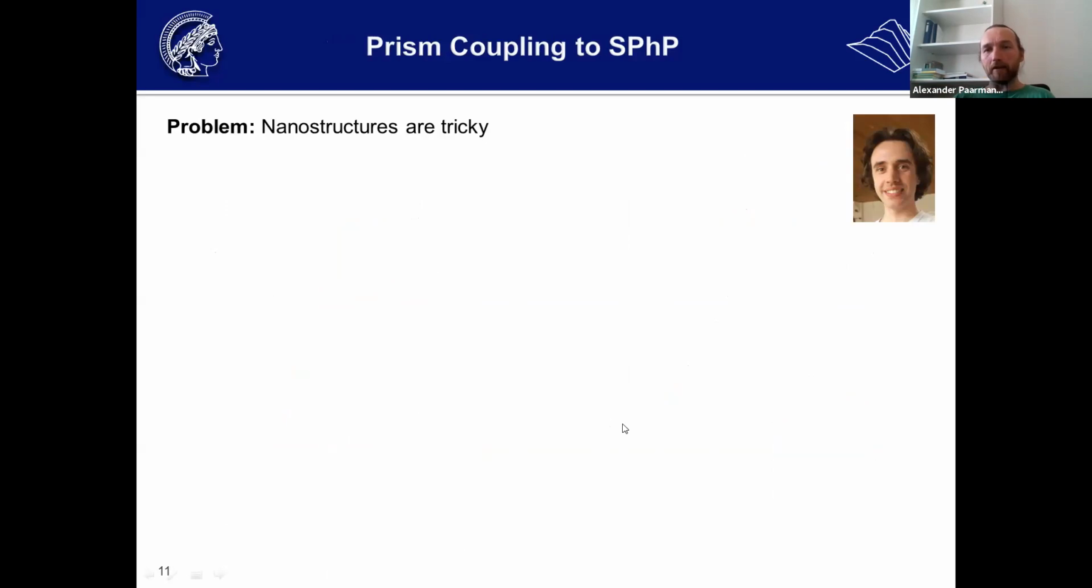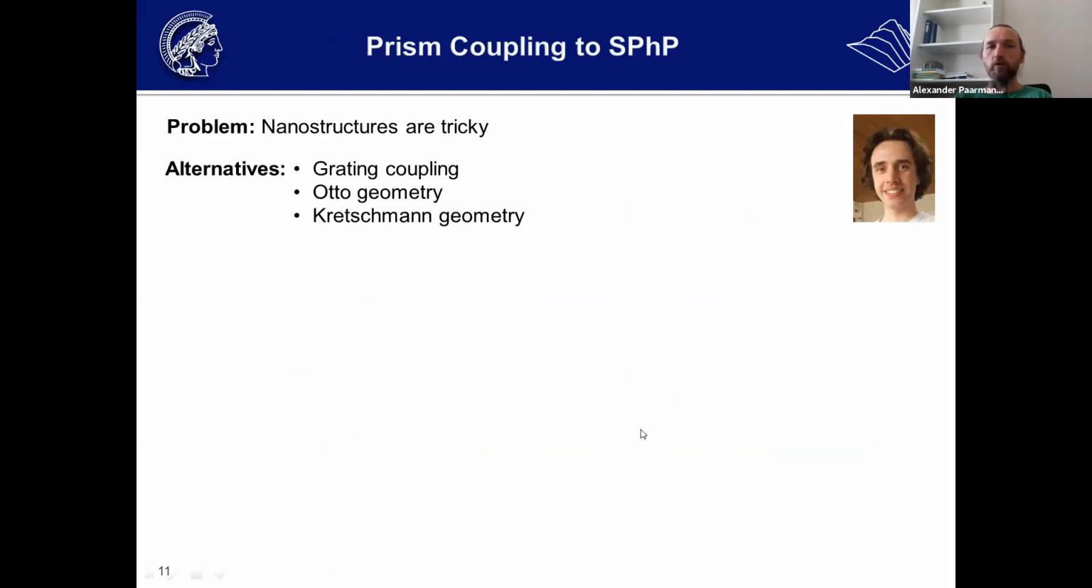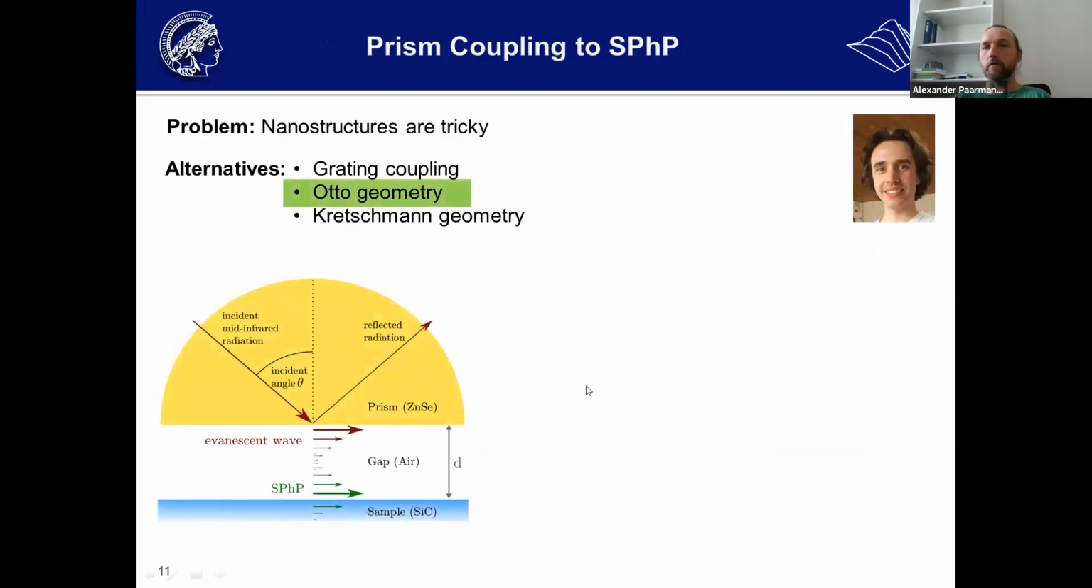And so in parallel, we also started working on a different excitation scheme where this is much more controlled. And out of these examples that I gave in the beginning, we first focused mostly on the Otto geometry. And this is the PhD of Nikolai.